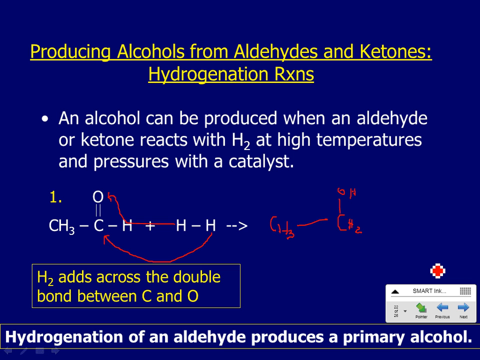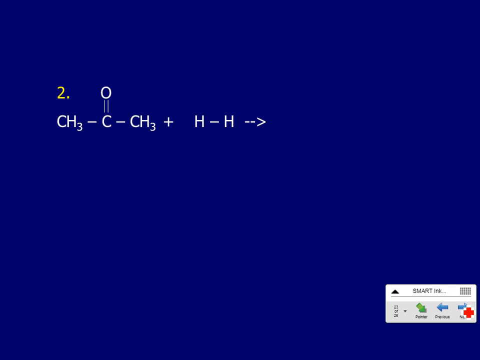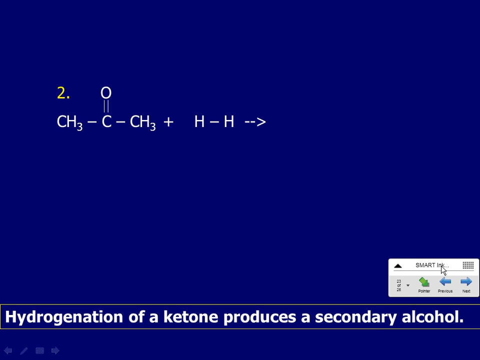We'd have to do a little more checking on that to see if we could go by the color of one being an aldehyde and the other one being a ketone. Maybe there is. Okay, so let's keep rolling here. And essentially here, we're going to end up with hydrogenation of a ketone produces a secondary alcohol.